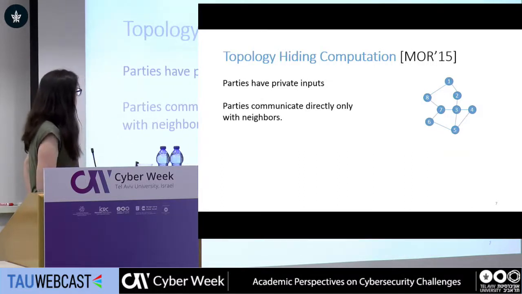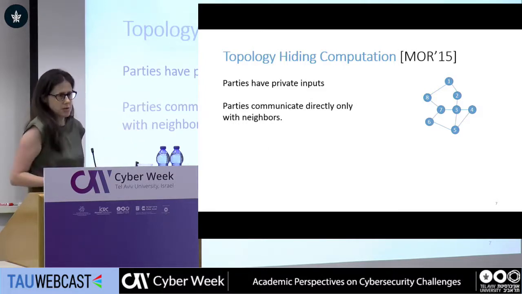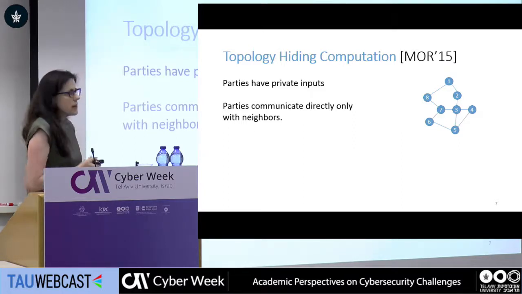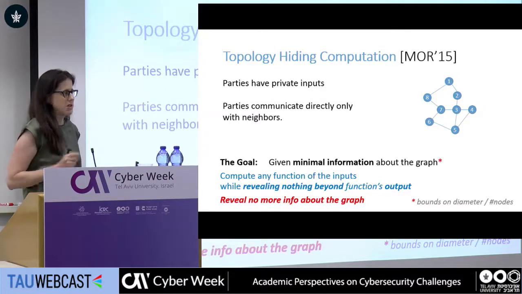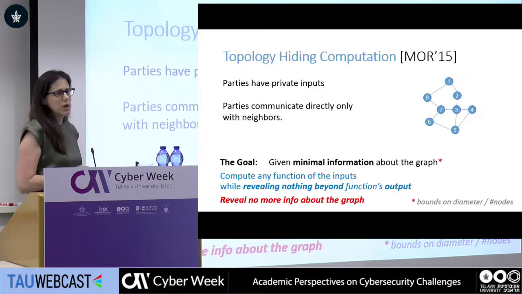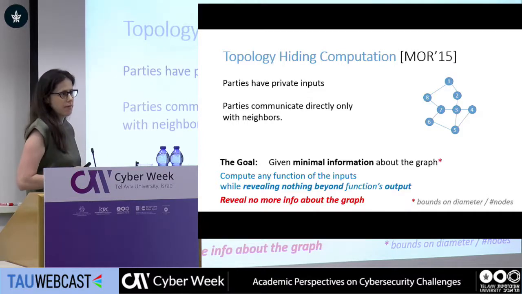To be a bit more technical, we think of the parties as being in some graph structure. This could be a physical network or a meta network like in a social graph. Each of them can communicate directly only with their neighbors. And our goal is that, given minimal information on the graph, say an upper bound on the number of nodes in the graph, we can compute any function of the data and network without revealing anything beyond the function output. In particular, we want to reveal no more information about the graph.